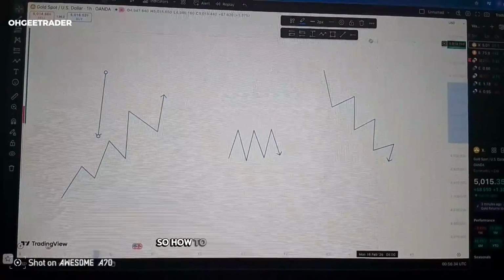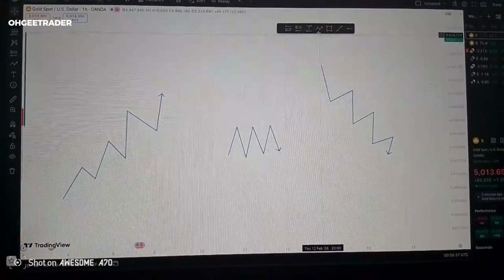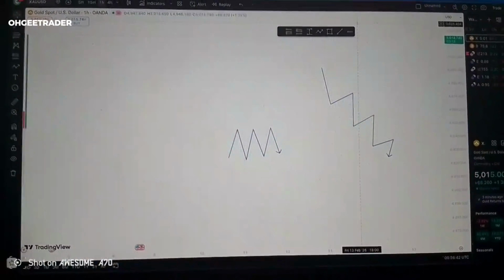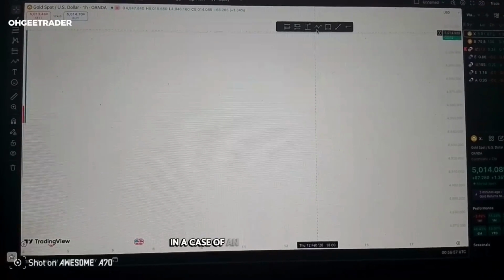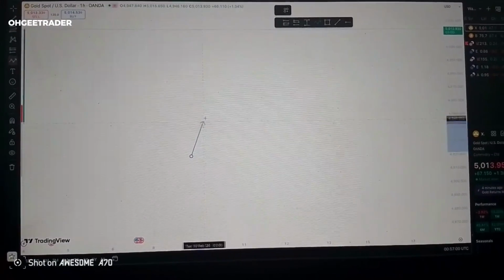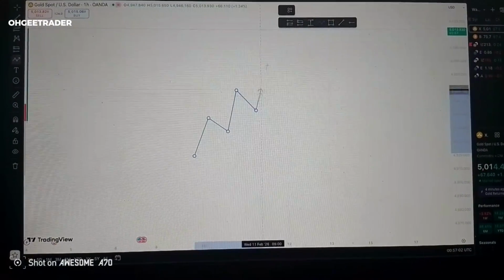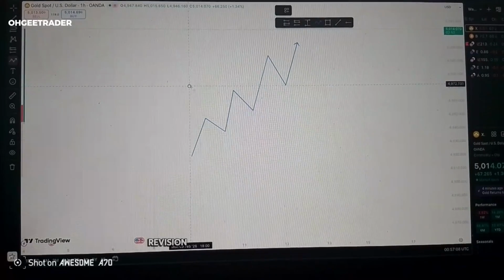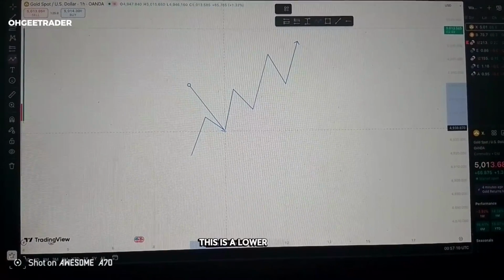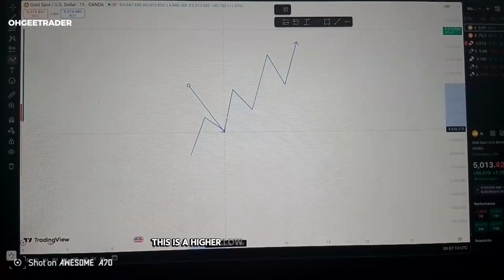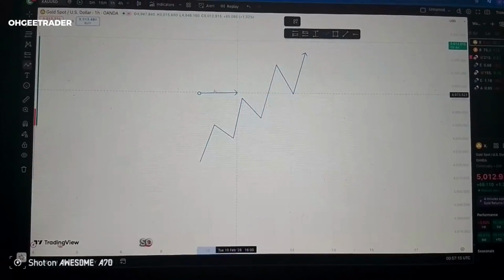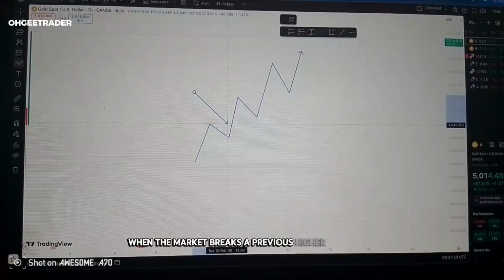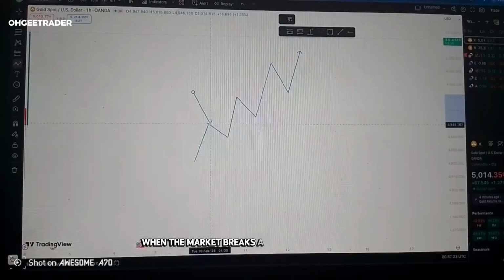So how do you identify a break of structure in the forex market? Let's take for example the case of an uptrend. Revision: this is a higher high, this is a higher low, higher high, higher low, higher high, higher low. So the way you identify a break of structure is when the market breaks a previous higher high.